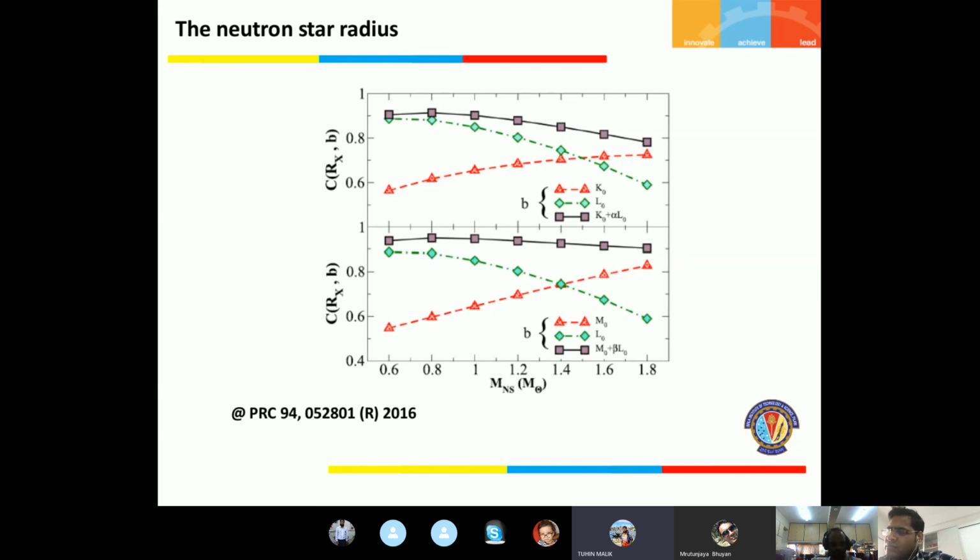But this alpha and beta, this multiplier factor here, is estimated in such a way that it gives the maximum correlations. So for which alpha can you get the maximum correlations?